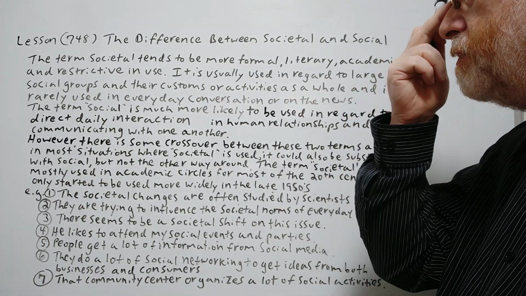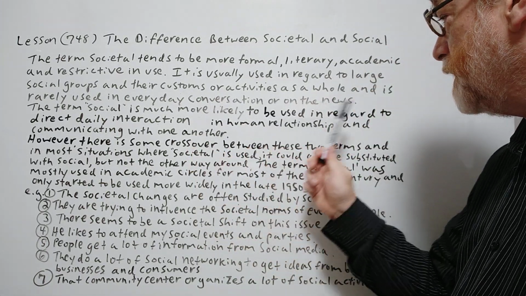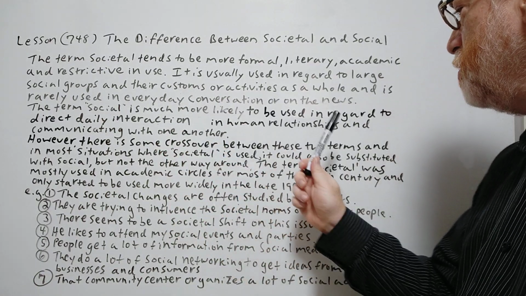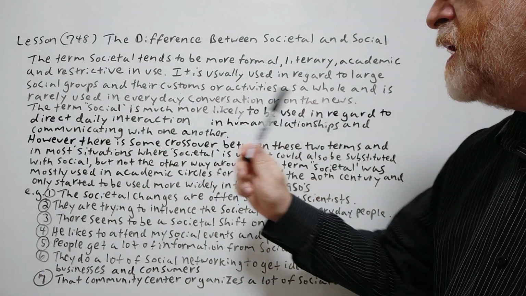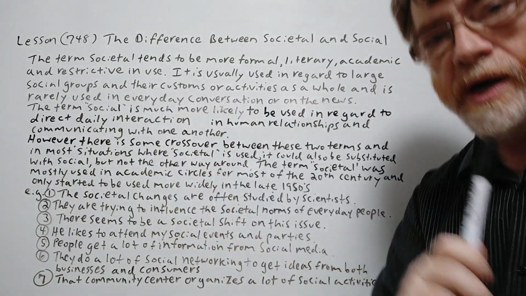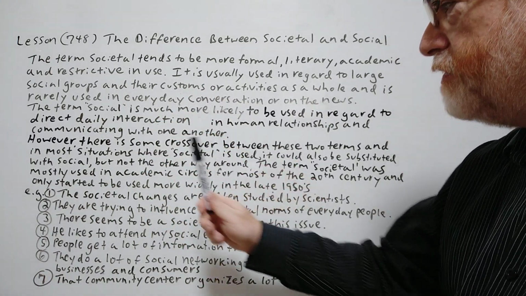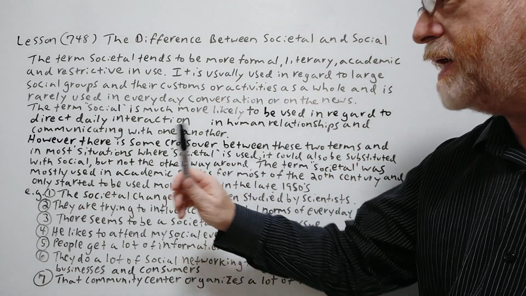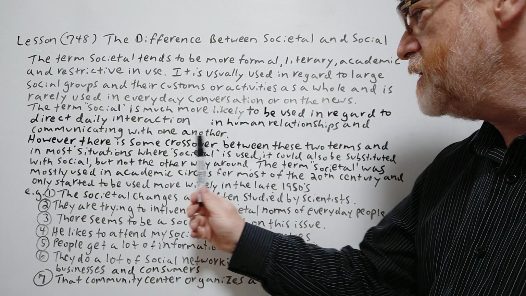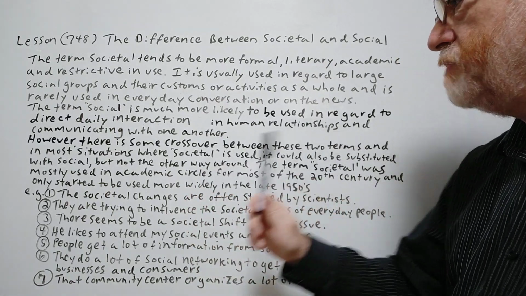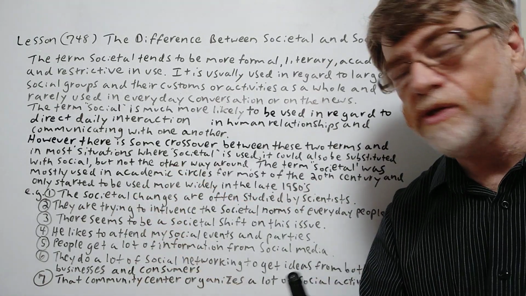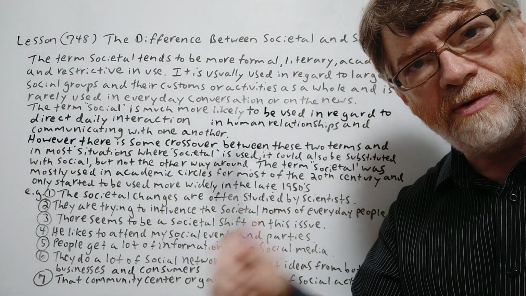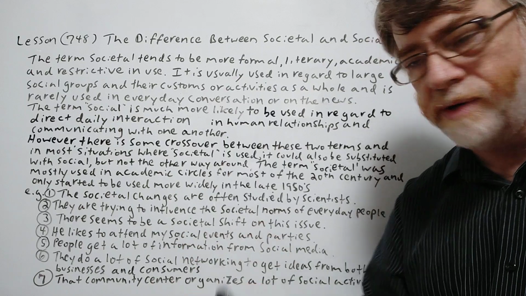All right, let's continue. The term social is much more likely to be used in regard to direct daily interaction in human relationships and communicating with one another. Okay. However, there is some crossover between these two terms, and in most situations where societal is used, it could also be substituted with social, but not the other way around. Yeah, if you did it the other way around, sometimes it sounds awkward.